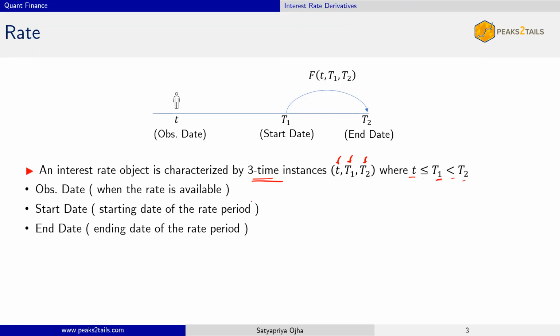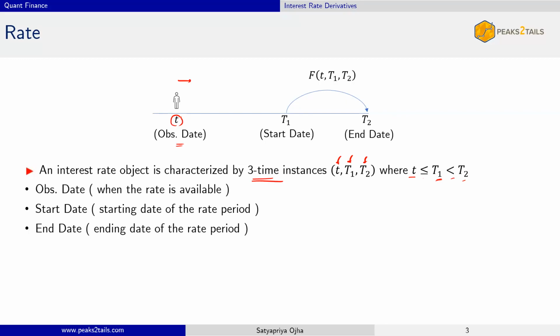Obviously, the time instances have to be real numbers. They cannot be complex. Okay. All right. So what are these quantities? Small t is the observation date. This is when you observe a particular rate. Small t is the observation date, which will eventually evolve, because today you are looking at a rate, and then tomorrow you'll be looking at the same rate, but the small t would have moved up by 1 day. Okay, small t keeps evolving, observation date keeps evolving.